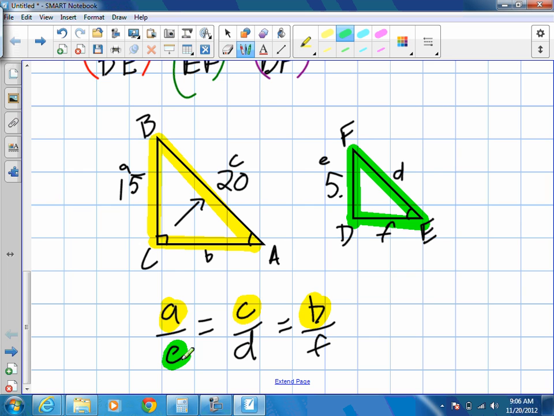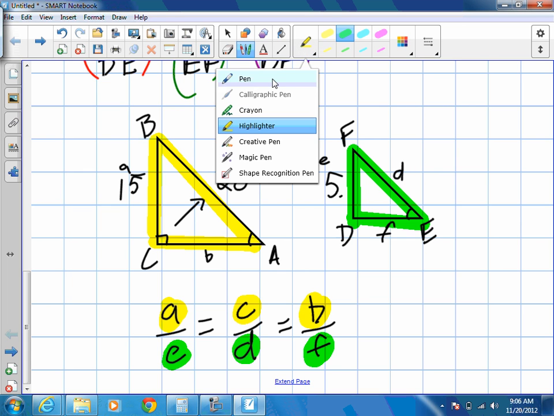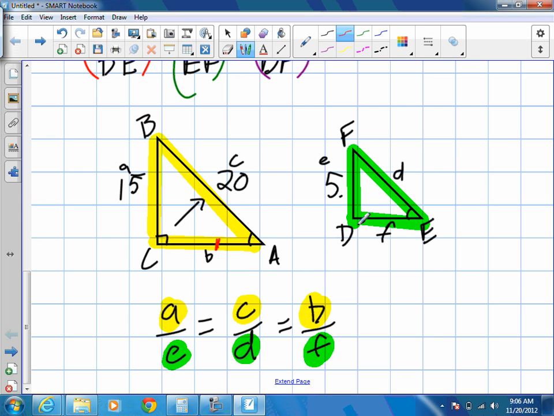Okay? And we've set them up so that they are corresponding. Like we had B and F, that makes perfect sense. There's our B and our F. This was side A, this was side E. Perfect. We had A over E. And finally, we had C and D. Great. So that works out great. That ratio works. We've set it up properly.